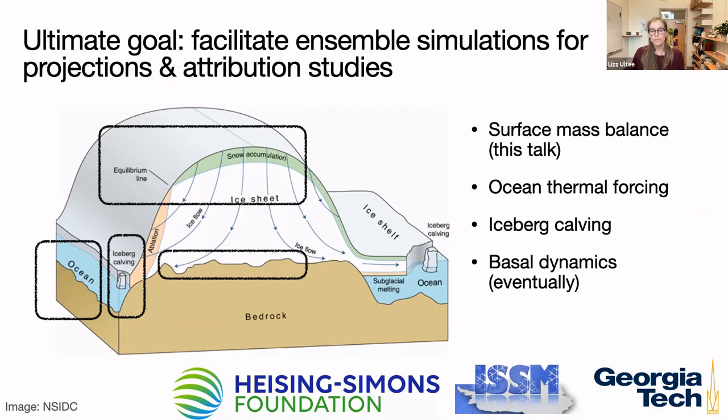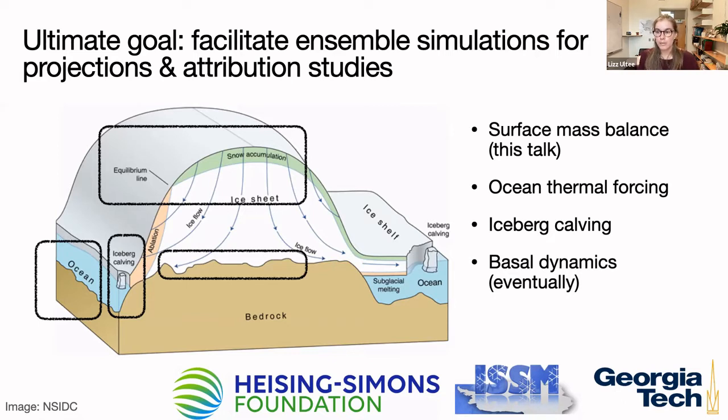The ultimate goal of the Stochastic Ice Sheet project is to be able to facilitate ensemble simulations for projections, so allowing us to generate those probabilistic projections that I mentioned are useful for coastal planning, and also enable attribution studies, so studying both the past and the future evolution of the Greenland ice sheet. This makes it easy for the user of the ice sheet model to test a wide range of uncertain parameters. They can run an ensemble with several different samples from a stochastically generated process.